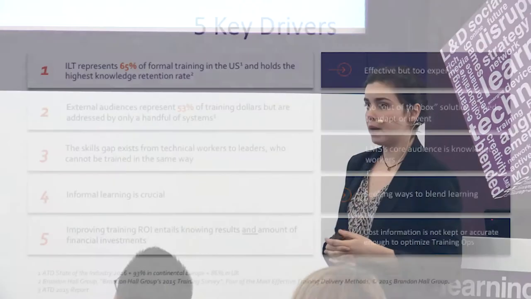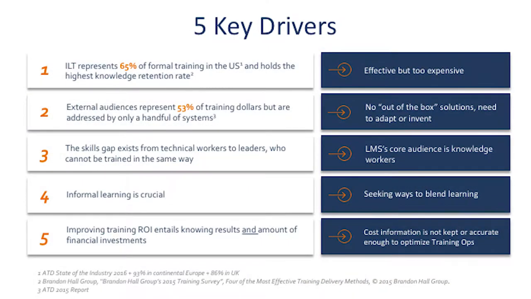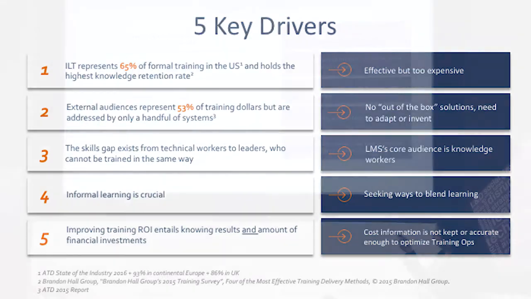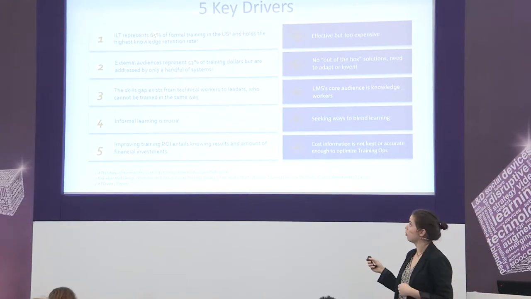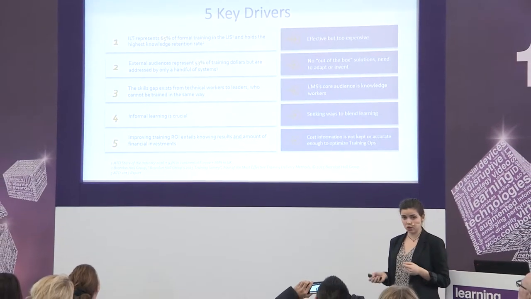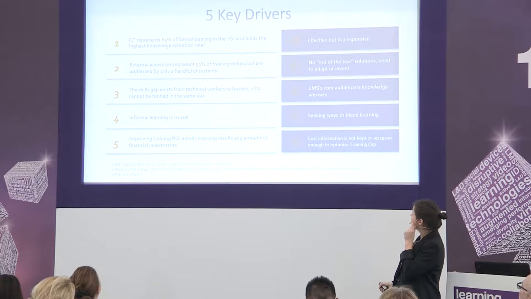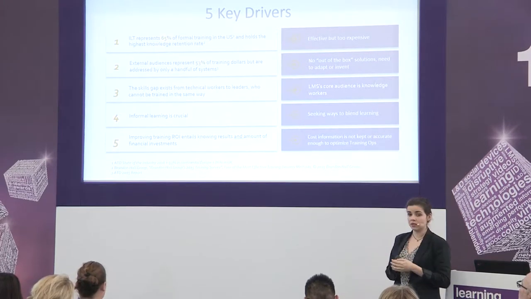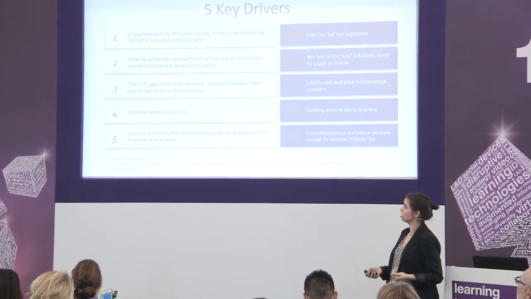And with this, I want to show a little bit how we've thought about this at Training Orchestra. And what we've thought about is really capitalize on five key trends that we see can have a lot of impact for organizations today. And so we saw that instructor-led training represents 65% in the US, it's even higher in Europe, of formal training. It's effective. People like it, but it's too costly. And so the challenge is an easy one in the end. It's to make it as effective, but more efficient.